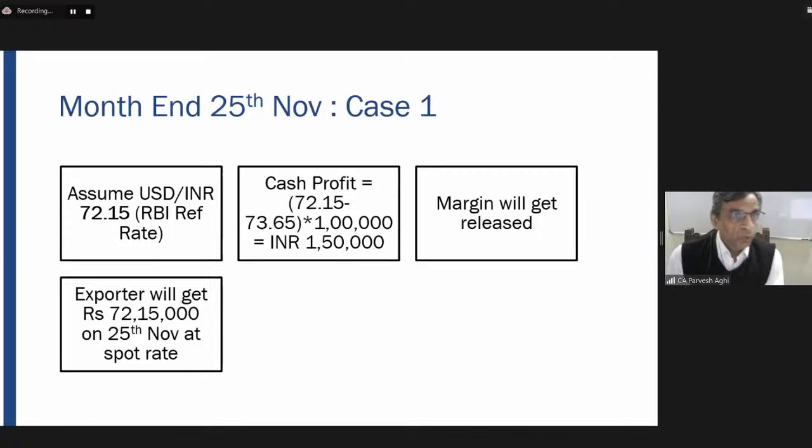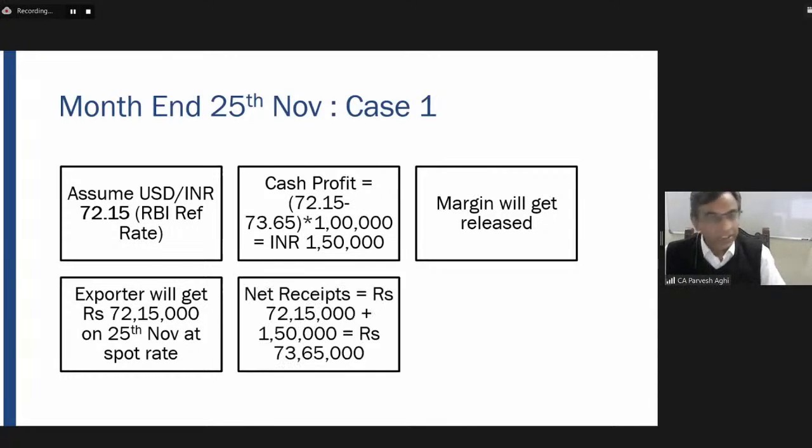Now he goes to the market. The spot rate is 72.15. When he goes to the bank with $1 lakh, the bank will give him 72,15,000 rupees, because the dollar has come down. But he's going to get 1,50,000 as a gain from the stock exchange. So his total inflow or net receipt will be 73,65,000, the rate at which he booked his contract originally.